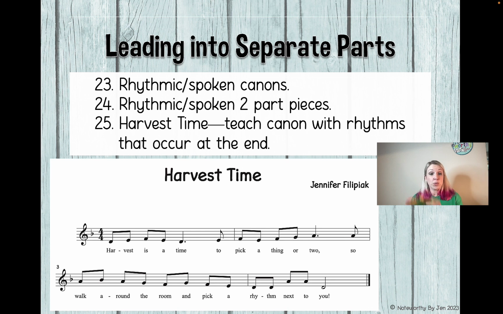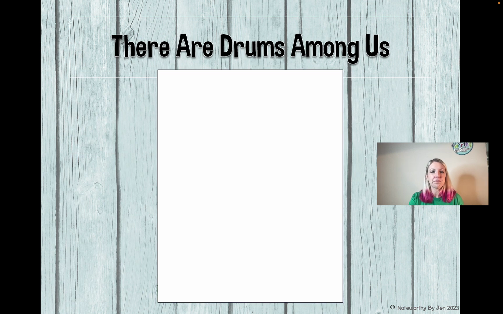Now, once kids are comfortable doing this like I just did, and can pretty much do it on their own, then you can start doing it in canon. Harvest is a, harvest is a, harvest is a. So then even at the end, the rhythms are in canon, which can be super fun.